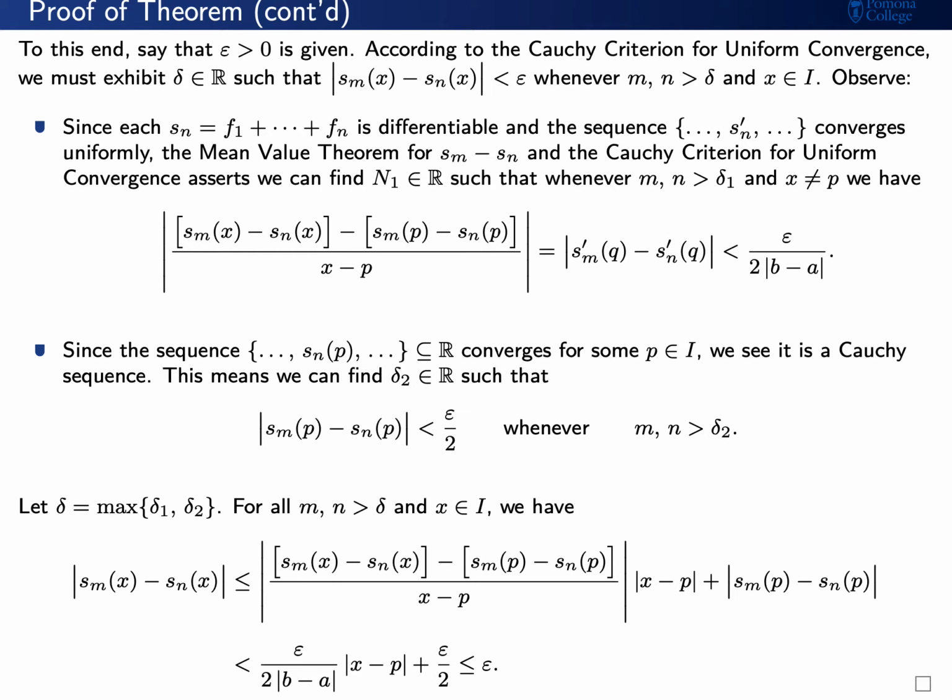Now, here's where we are crucially using the fact that we have a closed interval I between a to b. This means that the absolute value of x minus p is at most the absolute value of b minus a. So putting all of this together, we do see that the absolute value of Sm minus Sn of x must be less than epsilon.